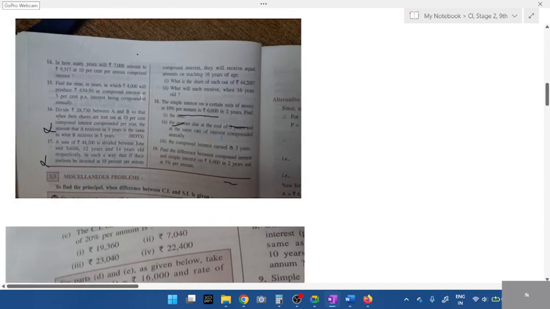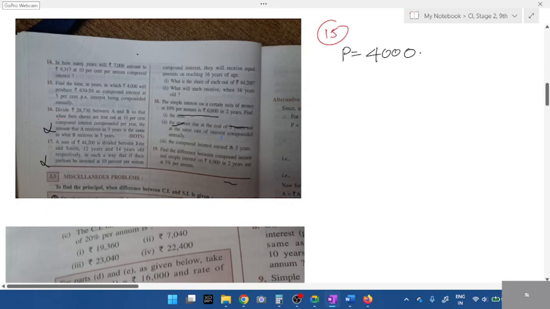Okay, all of you completed. 16, 17 is cancelled. Try the 15th one, students. What is given? Find time in years in which principal is 4000.